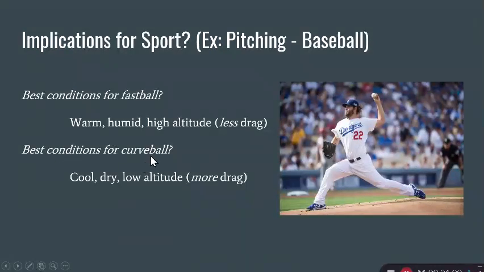Now with a curveball, I want that curveball to be able to spin and change directions a lot easier. Speed is not as important with that curveball. So when we're doing that, I want more drag, so I want a cooler temperature, I want it to be drier, and I want it to be done at a lower altitude. That will create more drag.